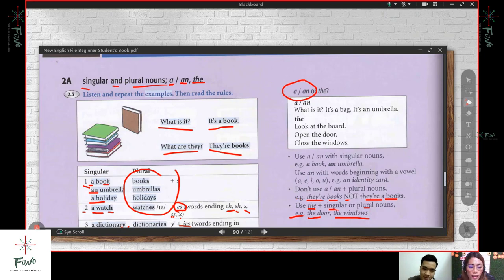Okay, can you give me another example? Example, with the. The chair. And the chairs. Yes, we have the chairs, the books, and so on. A pens.